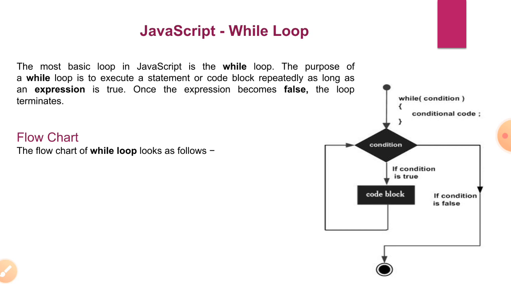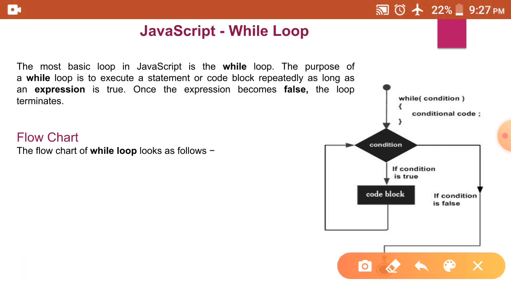That means mainly the purpose of this while loop is to execute a statement or a code block repeatedly as long as the condition is true, as long as the expression is true. So if it is true, the repeated statements will be executed. Once the expression becomes false, the loop terminates. If it is false, the loop will be terminated.